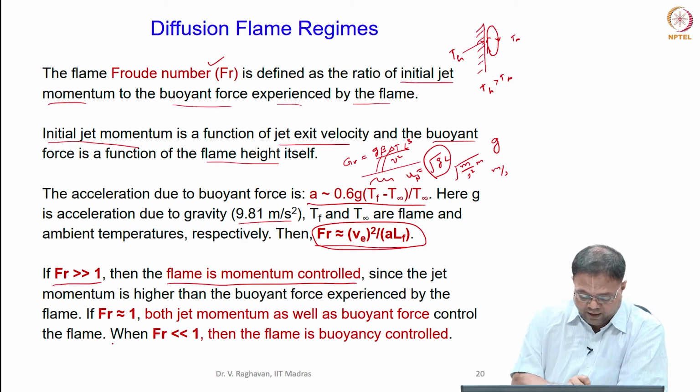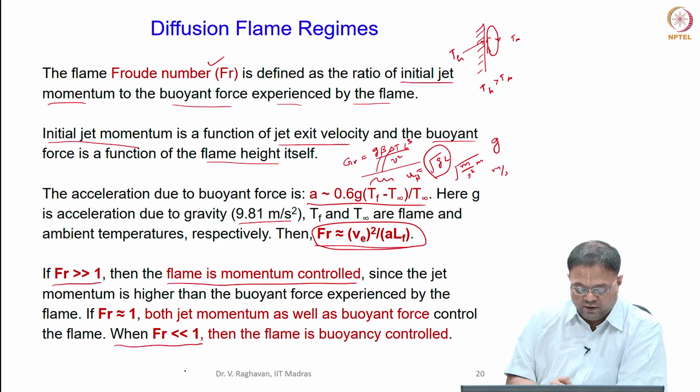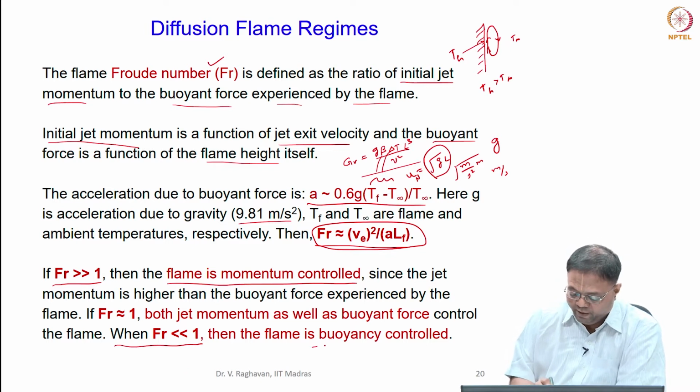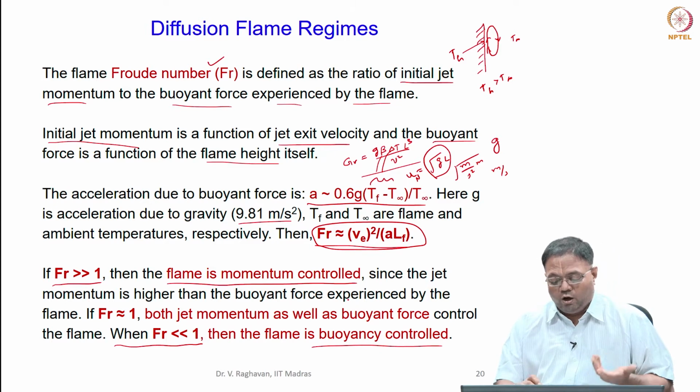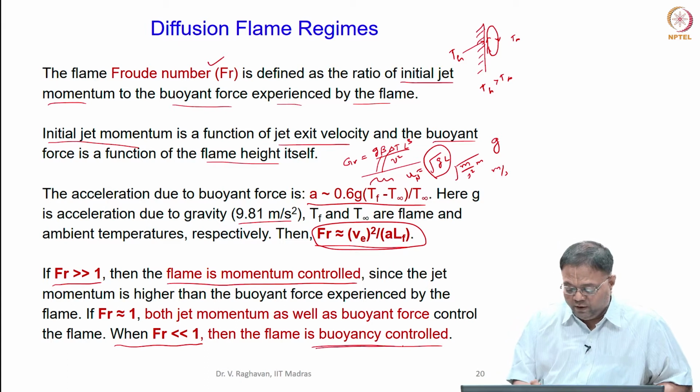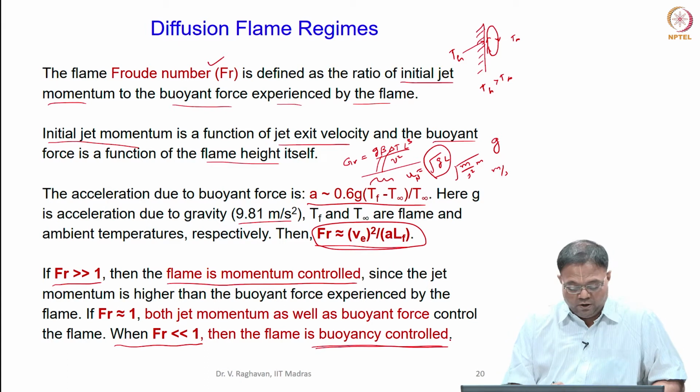On the other hand, in the other extreme case, if the Froude number is much less than 1, then the flame is buoyancy controlled. If it is less than 1, V squared will be very low, or the buoyancy force will be very high. In both cases, it will be the buoyancy controlled regime.